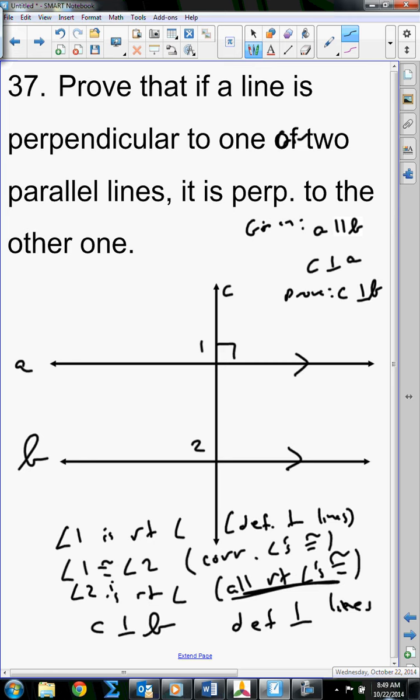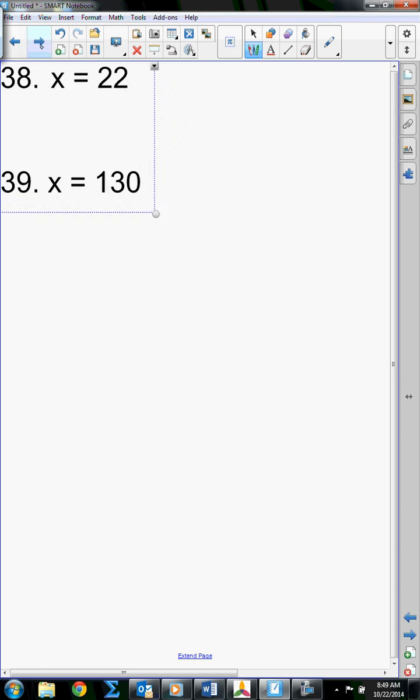All right, let's finish this up. Uh-oh. Scrolling thing is never good. There we go. The answer to 38 is x is 22. Answer to 39, x is 130. Let's look real quick at how we got those.